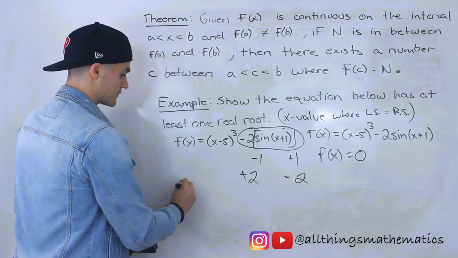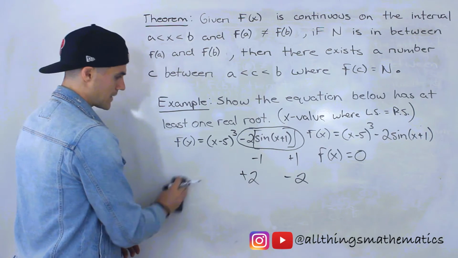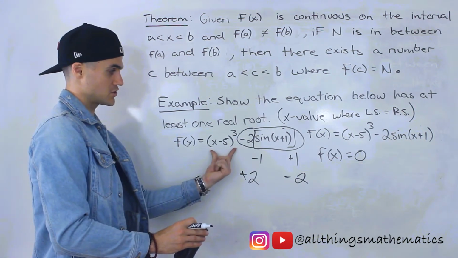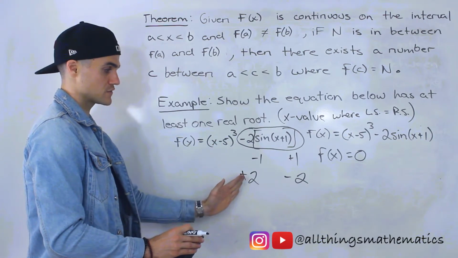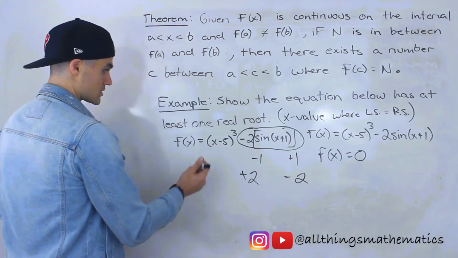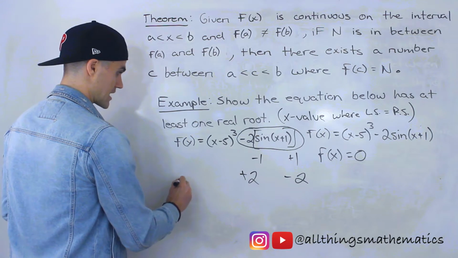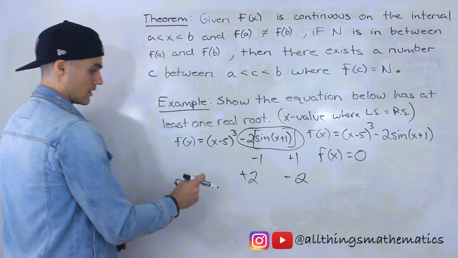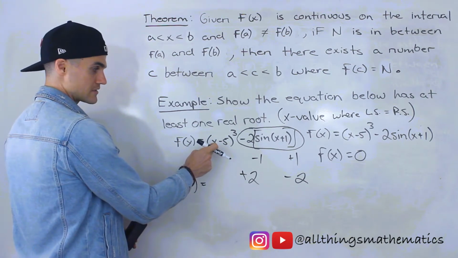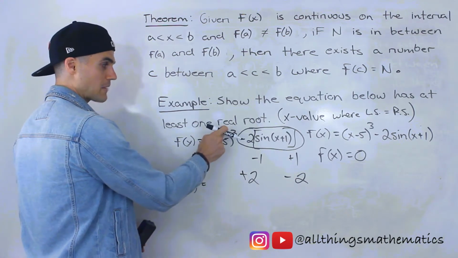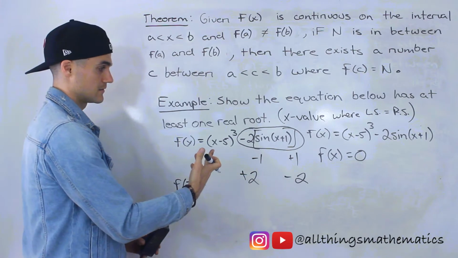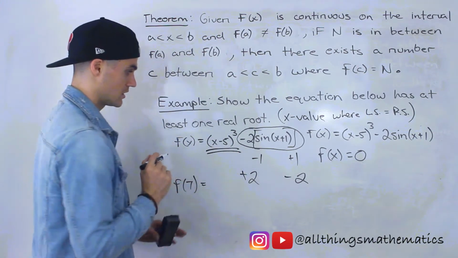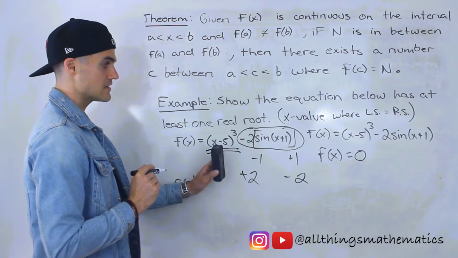So all we really have to do is pick two x values where this expression is going to be greater than +2 and less than -2. So, for example, f of 7: if we plug in 7 here, 7 minus 5 is going to be 2, 2 to the power 3 is going to be 8. Right? So with this x value 7, we know this expression is going to take a value of 8.